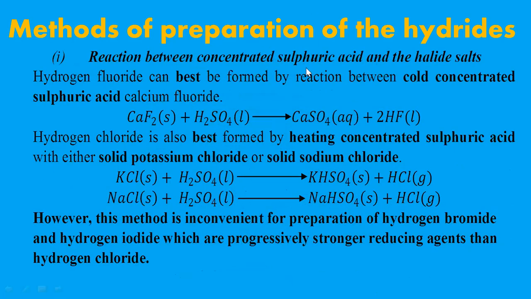There is another method here whereby we use concentrated sulfuric acid and the halide salts. For example, if you want hydrogen fluoride liquid in the laboratory, how can we best prepare it? Hallelujah, how can we best prepare hydrogen fluoride in the laboratory? Glenn, how can we prepare hydrogen fluoride in the laboratory?